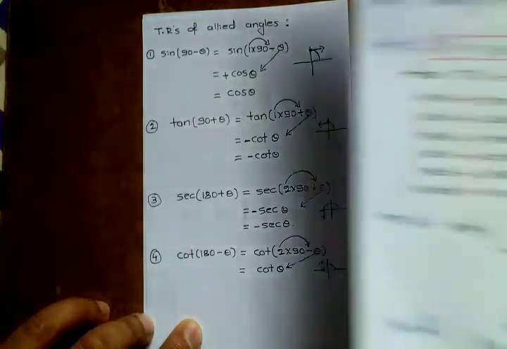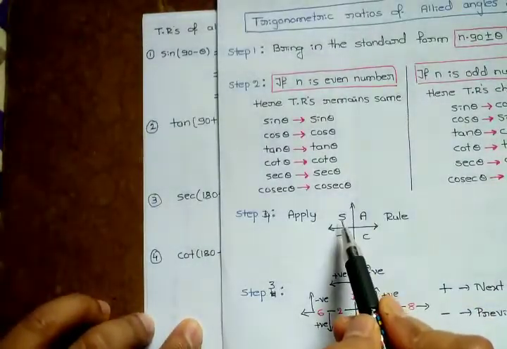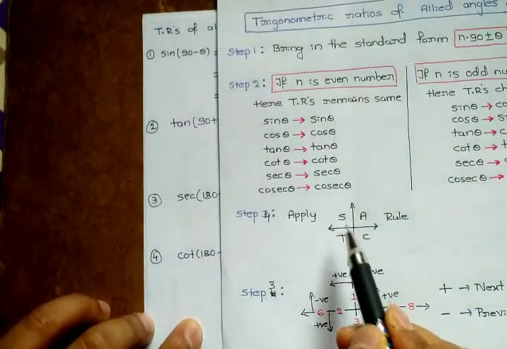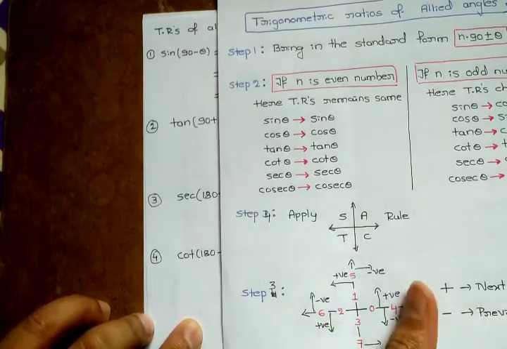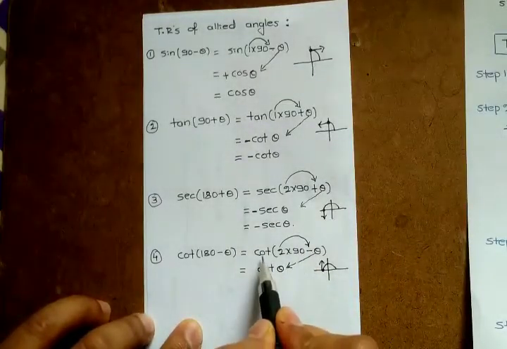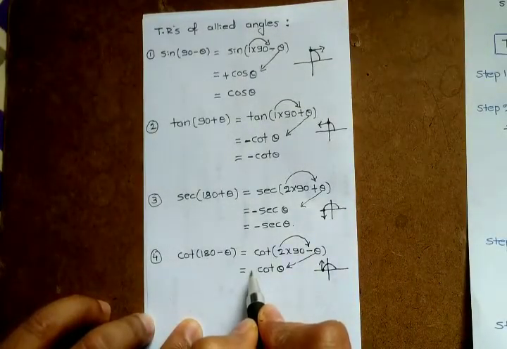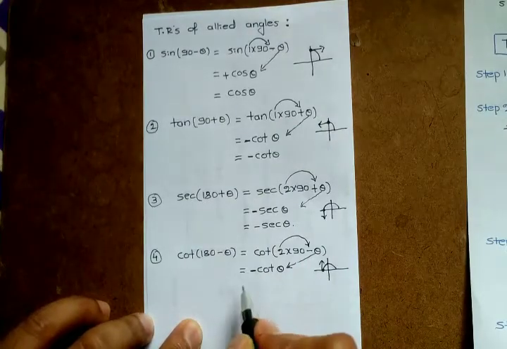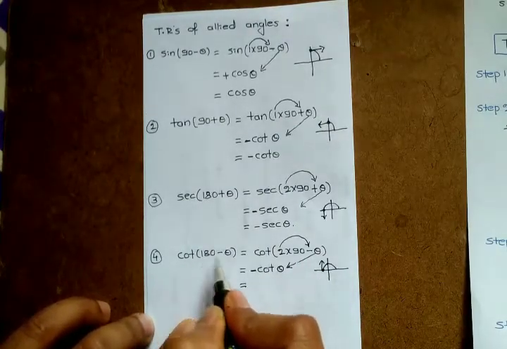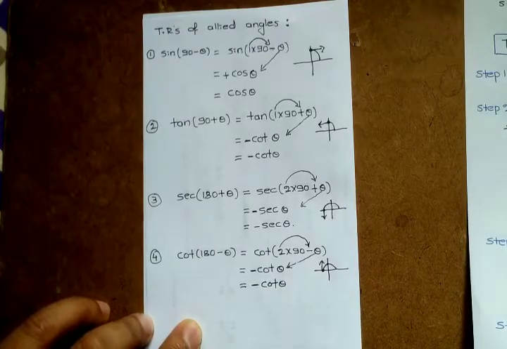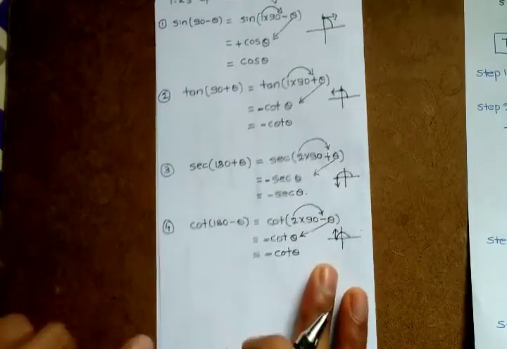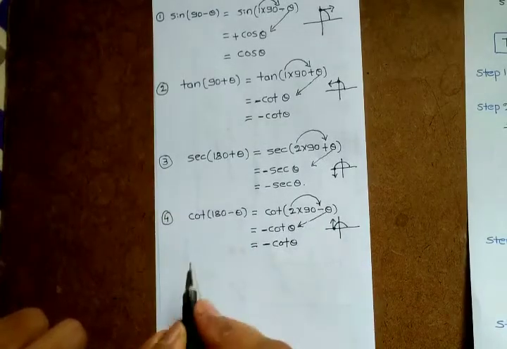Second quadrant. You know, in second quadrant only sine and reciprocal of sine, that is cosec, both are positive. Remaining all 4 are negative sign. So here remaining means cot comes. So cot is minus in the second quadrant. Therefore cot 180 minus theta, answer is what? Minus cot theta. Getting?